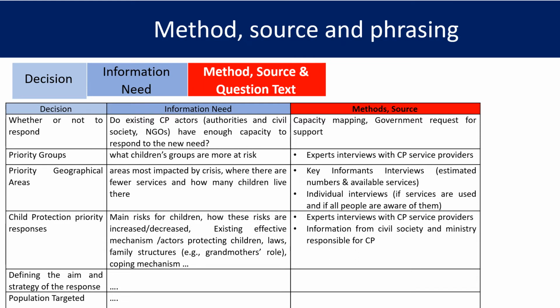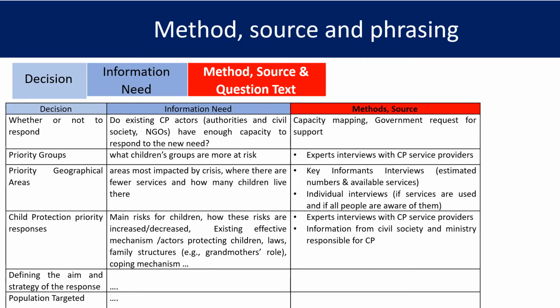Once we identify the information needs, we look at the appropriate methods and sources to use. Let us take one of the info needs we identified in the previous slide as an example. We said that in order to decide what areas child protection response will prioritize, we need to know who are the children that are most at risk, how many children live where, and where fewer services are.